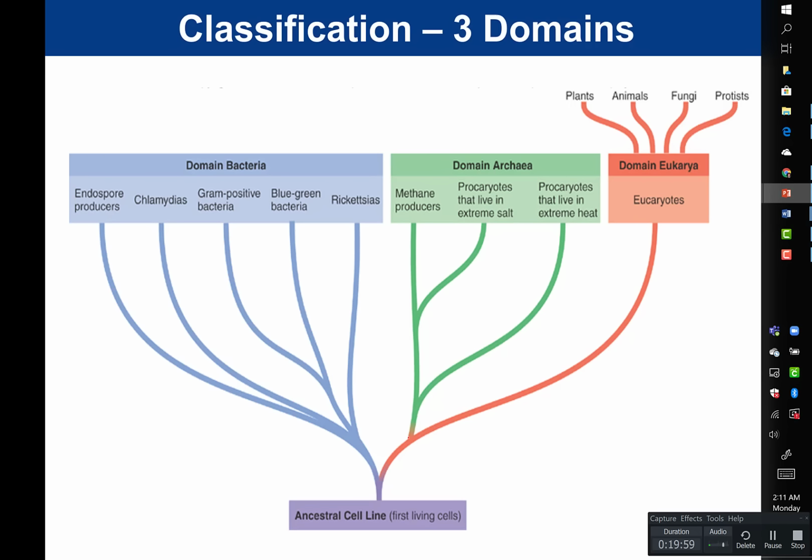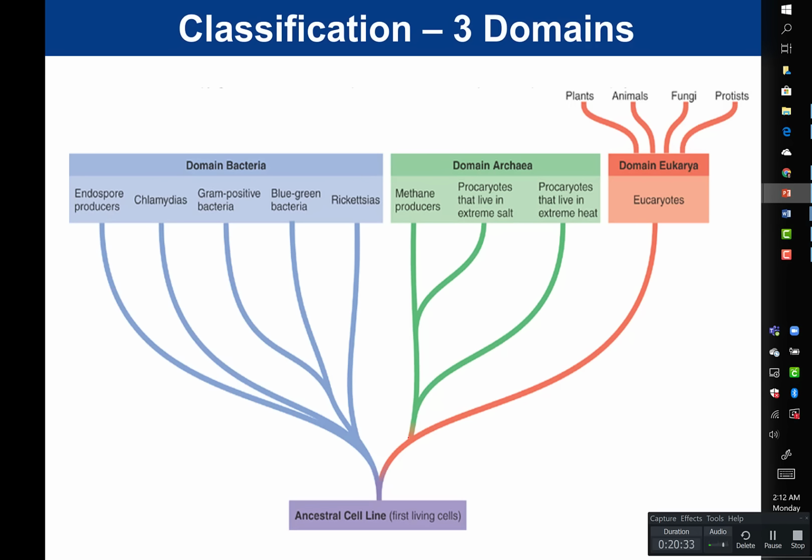So if we look at domain bacteria, we have our endospore producing bacteria, Bacillus, Clostridium, etc. We'll learn a lot about endospores. We have our chlamydias, which have to grow within cells. We have gram-positive bacteria, like, for example, Streptococcus pyogenes, which causes strep throat. We have blue-green bacteria. We have Rickettsias. The different types of bacteria can be very diverse.